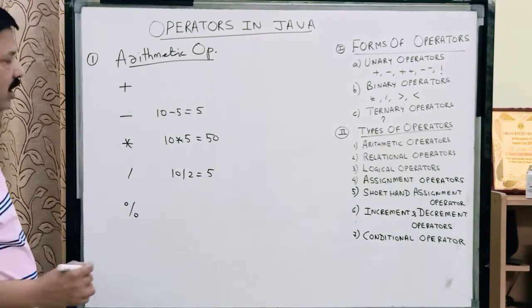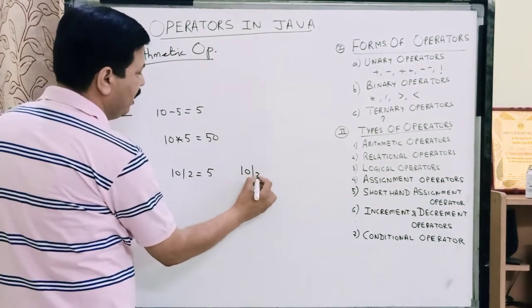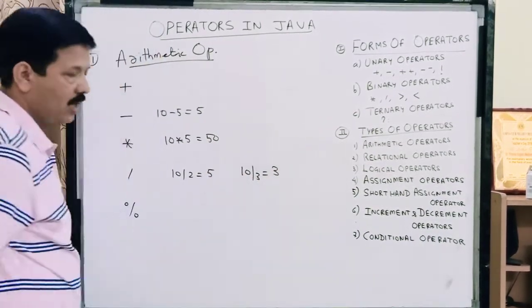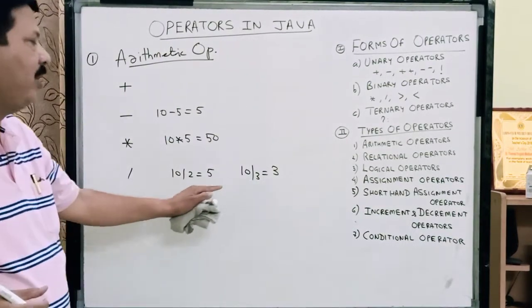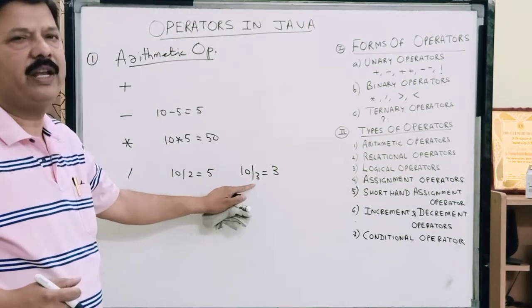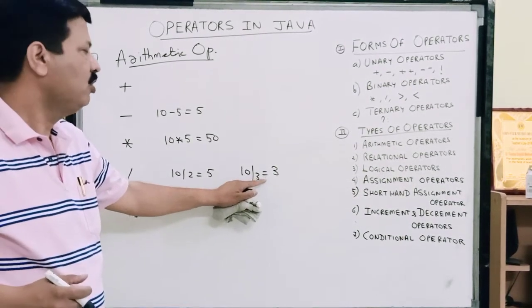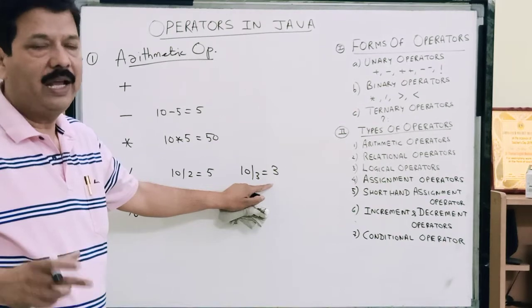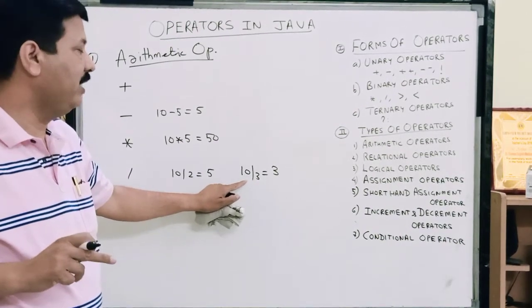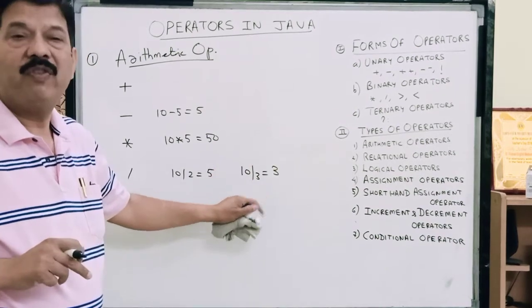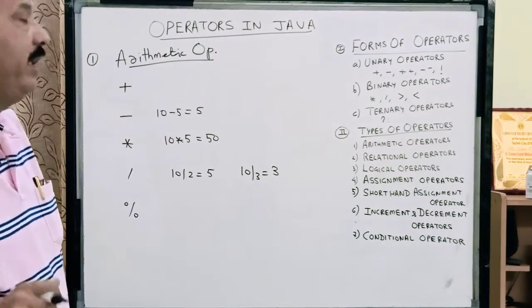Now children, one more thing we have to see, if we divide 10 divided by 3, the answer will be 3. But the exact answer should be 3.333. But here the problem is that an integer value is getting divided by an integer value, so the answer will be an integer, and this I have discussed in type conversion. So we can correct this value with the help of type conversion, which I have already taught you.